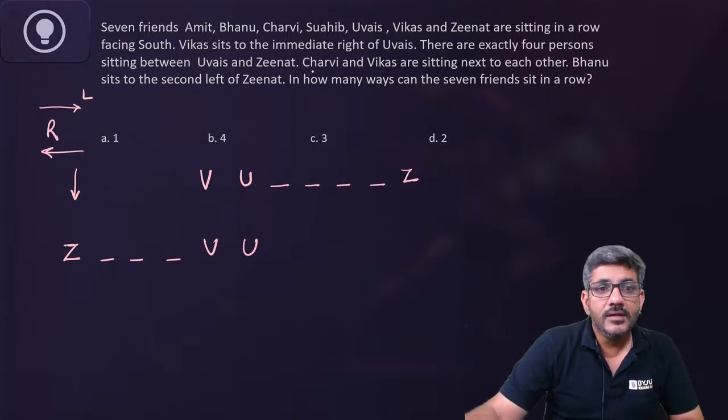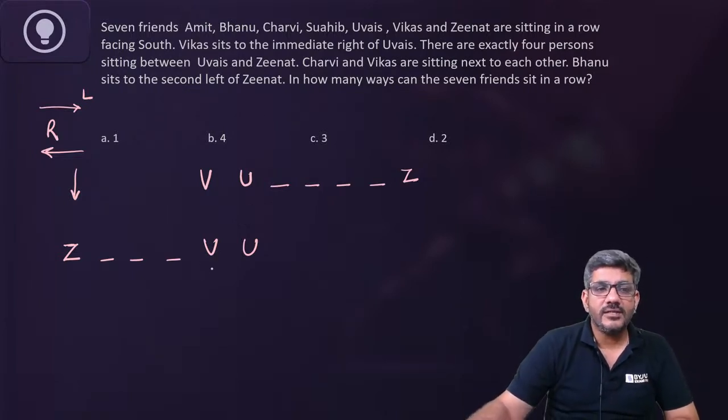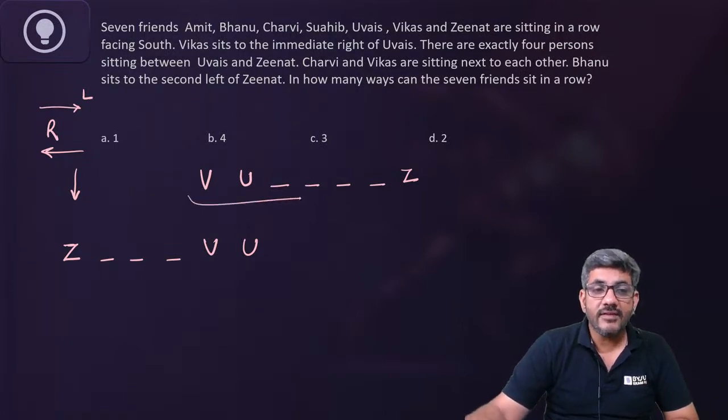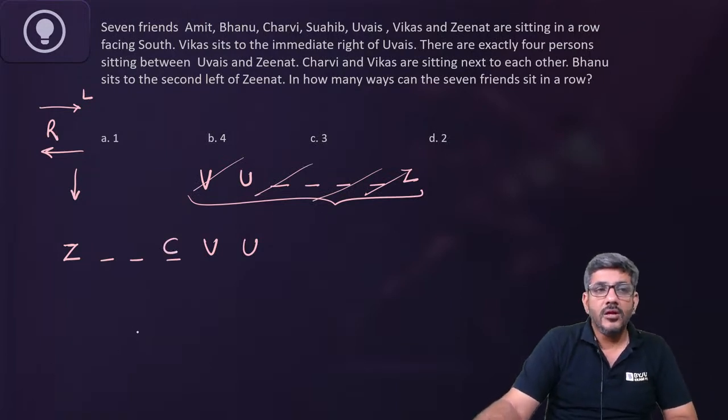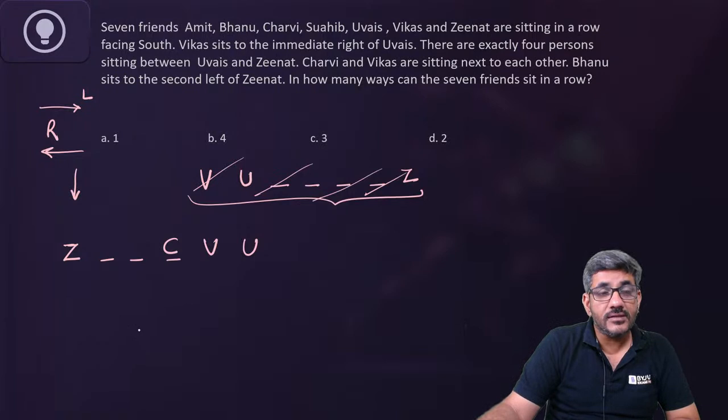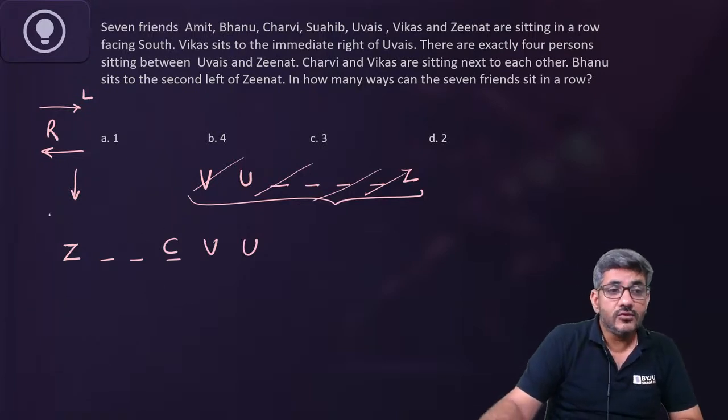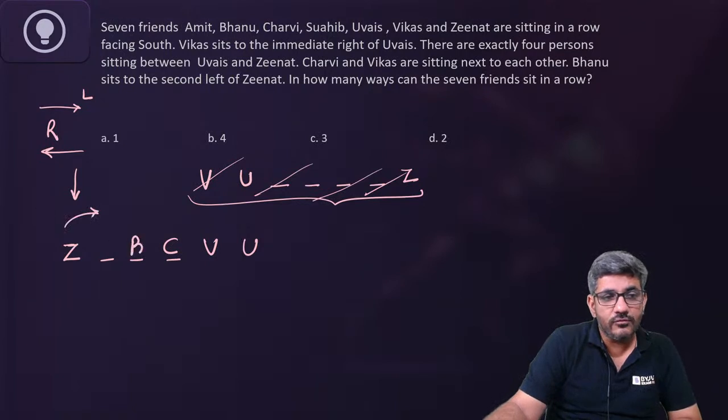Next, Charvi and Vikas are sitting next to each other. So Charvi and Vikas are sitting next to each other. यहाँ तो हो ही नहीं सकता. There are 7 people, so these are the 7 seats. How can Charvi sit next to Vikas? So this is not a possibility. So Charvi and Vikas are sitting next to each other. Charvi should be here. Bhanu sits to the second left of Zenith. तो left तो इस तरफ है, so Zenith ke second to the left is Bhanu. So Bhanu would be here.